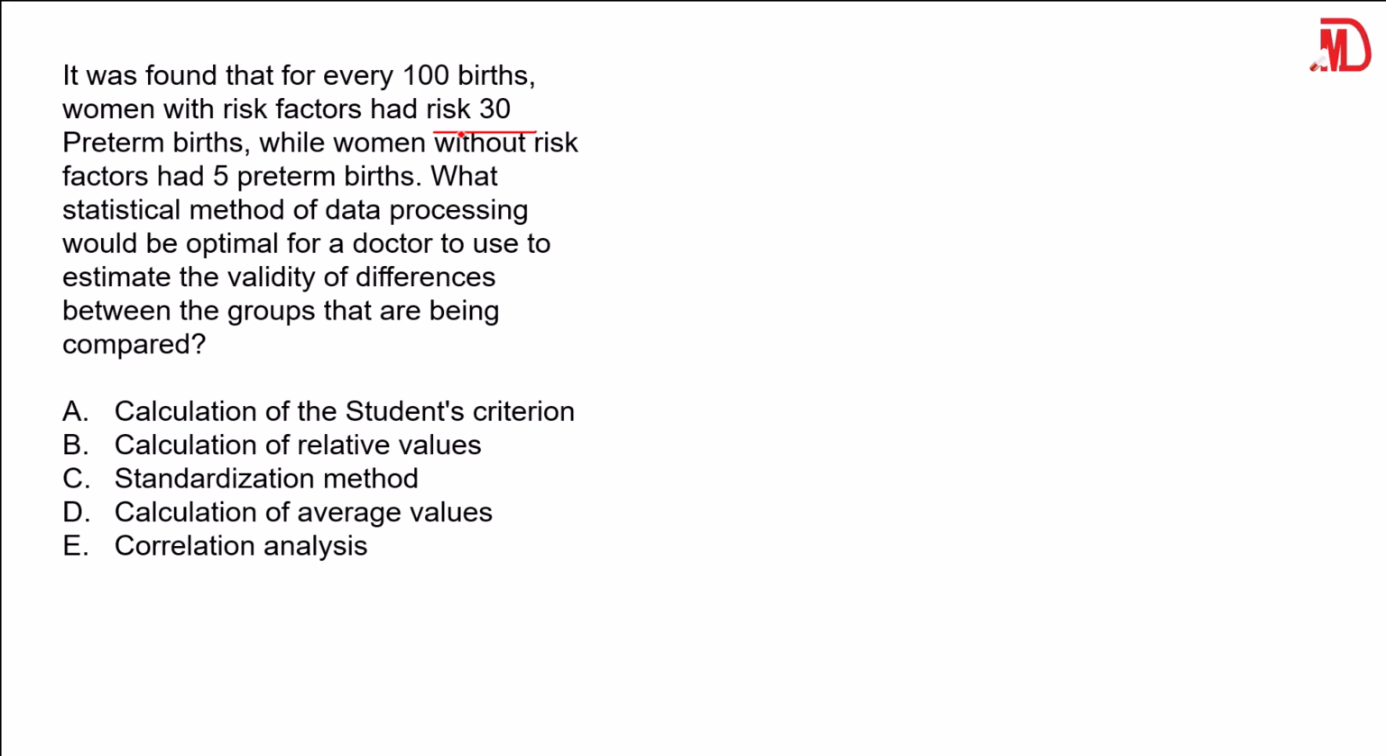So again, they've taken just 100 births out of the total population, and they are saying that women with risk factors for getting preterm birth is 30, while women without risk factors had 5 preterm births. All right. What statistical method of data processing would be optimal for a doctor to use to estimate the validity of differences between the groups that are being compared?